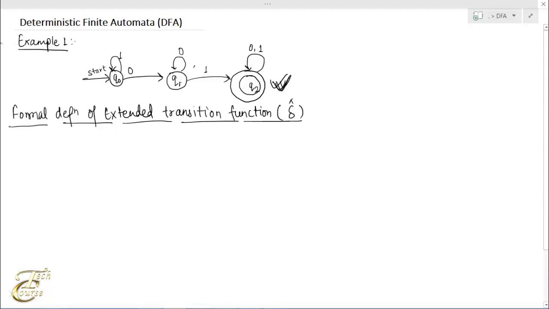The definition of delta cap, that is the extended transition function, is given with the help of induction on the length of the input string. So we have two steps. The first one is the basis step. In the basis step, we define how to compute delta cap if the string is of length 0, that is epsilon. That means how to compute delta cap of Q, epsilon. As we know, reading nothing in any state does not change its state, so delta cap of Q, epsilon is Q. This is the basis step.